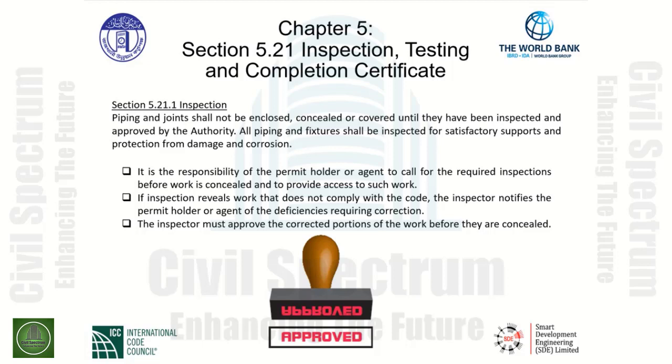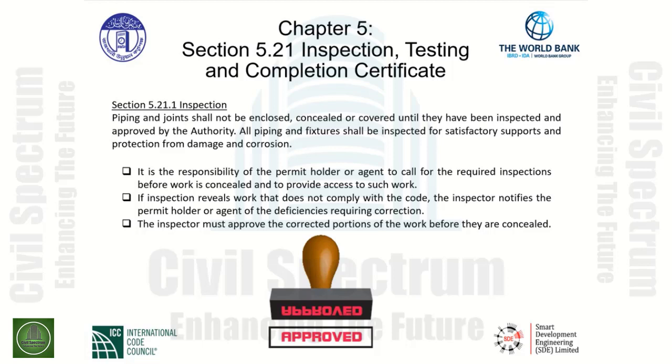It's the responsibility of the permit holder or the agent to call for the required inspections before the work is concealed and to provide access to such work. In other words, if you have to climb down into a trench, you need to be very careful, such that the trench is laterally supported so that it will not cave in. If you have to go down, make sure that that's the case. Make sure the safety is of importance here, and there is safe access to the location that you need to verify all of the piping accordingly.